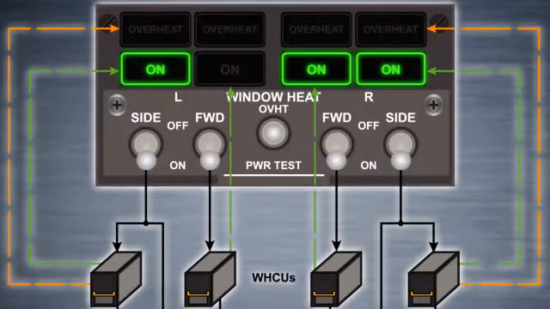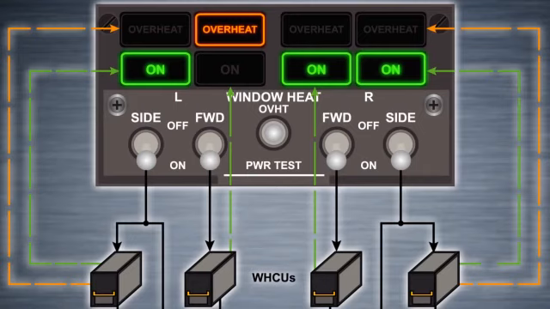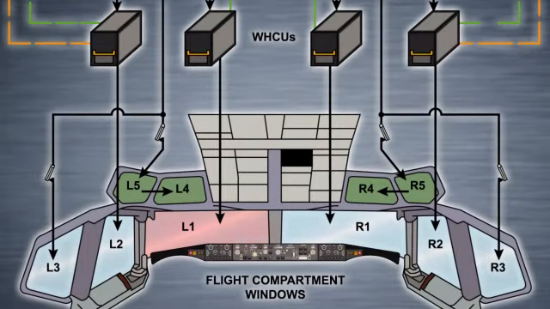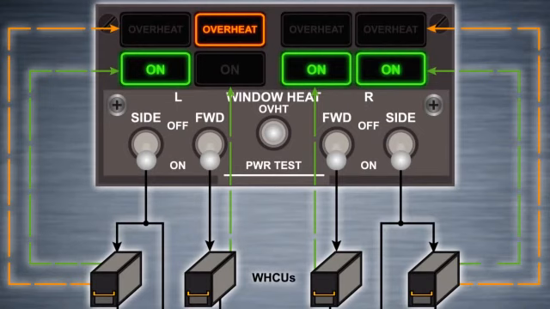The amber overheat lights illuminate when an overheat condition is detected by the respective window heat control unit. This is called an overheat trip and occurs when window temperature exceeds 62 Celsius. In the event of an overheat trip, the window heat control unit automatically cuts off power to the window, and illumination of an overheat light triggers a master caution and the anti-ice system annunciator light. An overheat cannot be reset until the window cools. Illumination of an overheat light may also indicate that electrical power to a window has been interrupted.